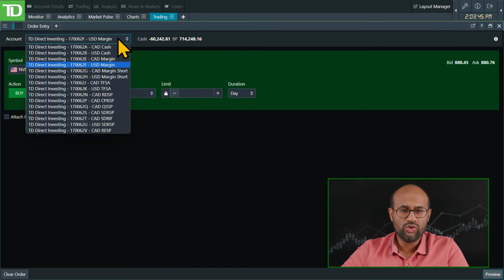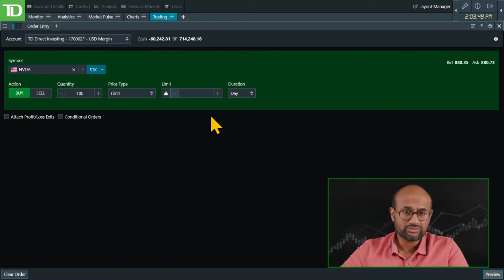Now, you can always go in the toggle menu and switch it to any other respective account that you'd want there. Also along here, and this is going to be found on the order entry, with the margin account specifically, it'll give you a view as to the cash balance currently in the account, along with the buying power in real time that you can use to trade with on the account.